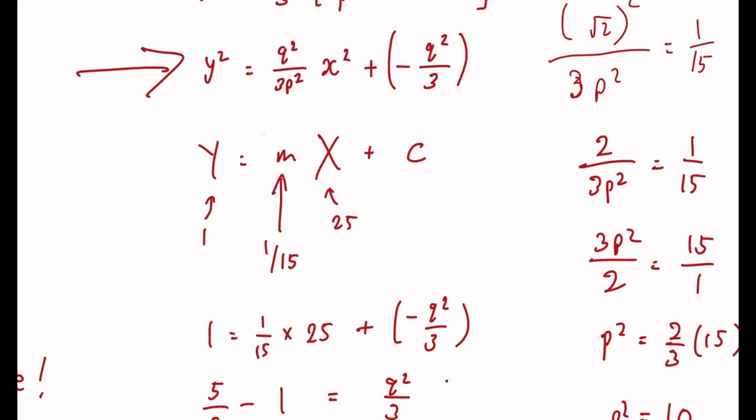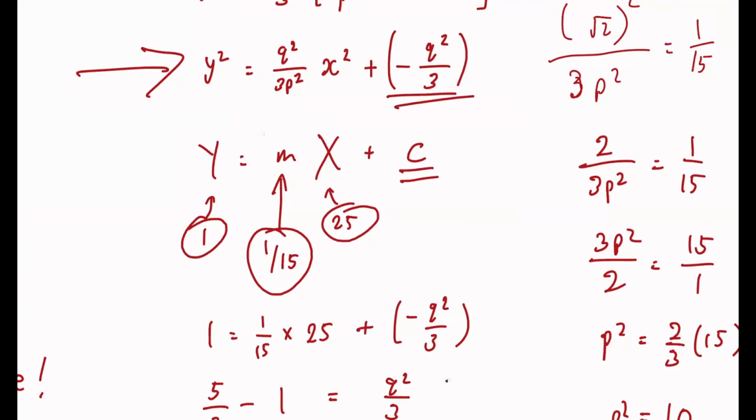Then from there, we already know the gradient, right? 1 over 15 can sub in. We also know it passes through 25, 1, so we can sub in 25, 1. Then from there, you just have an unknown c. From there, you just have an unknown negative q squared over 3. I did the substitution over here.